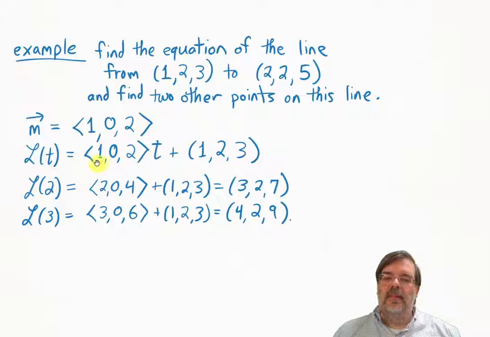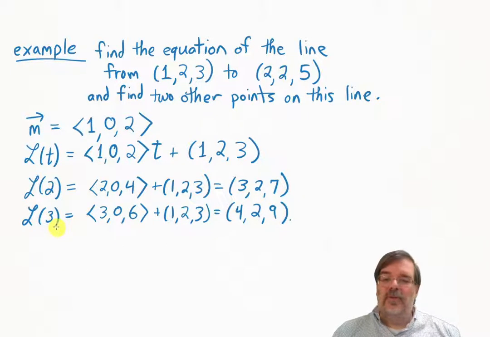Right, so I multiply the vector, the slope, by 2. We'll get 2, 0, 4, plus the base point, 1, 2, 3. 2 plus 1 is 3. 0 plus 2 is 2. 4 plus 3 is 7. So there's another point on the line, 3, 2, 7.